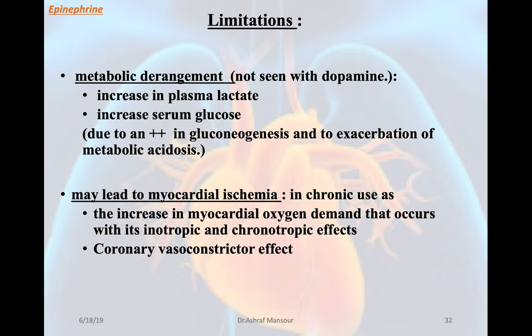So the limitations of adrenaline: it will cause metabolic derangement not seen with dopamine by increasing the plasma lactate. It increases the plasma lactate until the contractility of the heart becomes okay, and then the lactate will start to decrease. It increases the serum glucose due to increased gluconeogenesis, and exacerbation of the metabolic acidosis will occur from the increase of the lactate at the start.